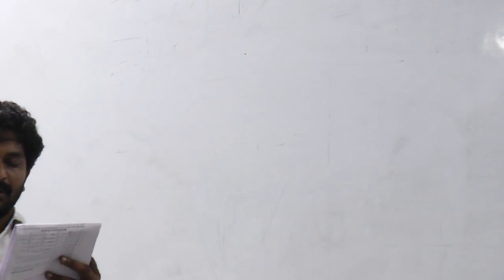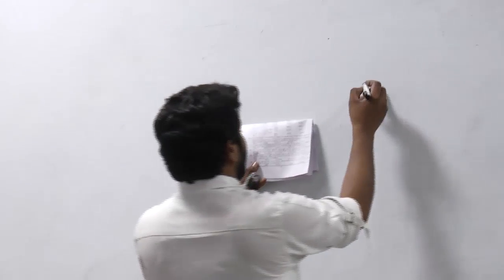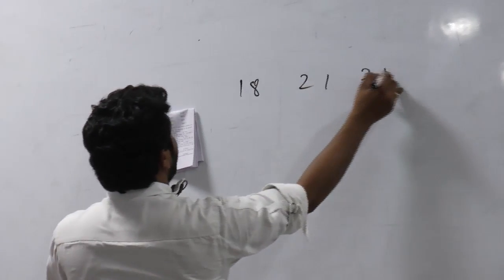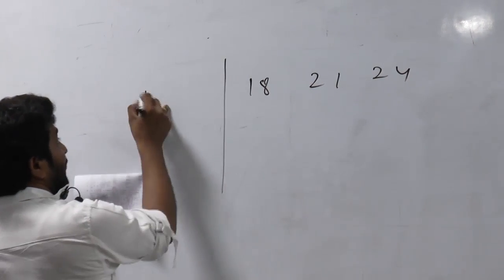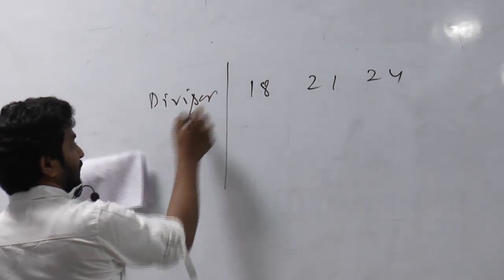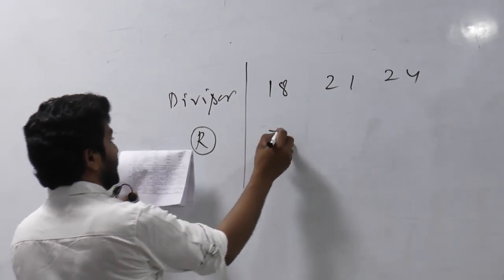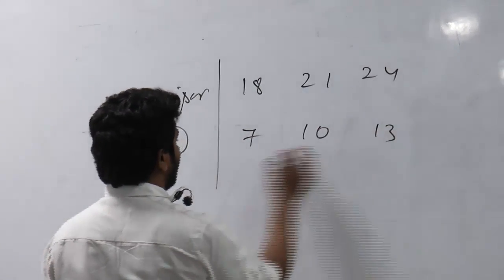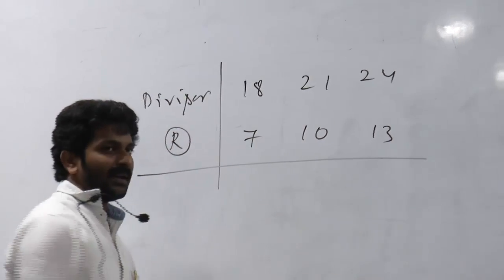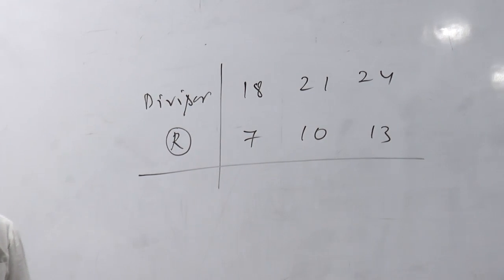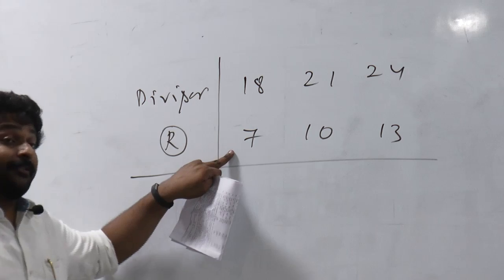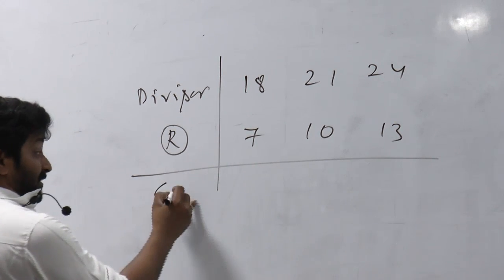Find the least multiple of 23 which when divided by 18, 21, 24 leaves remainder 7, 10, 13. Divisors 18, 21, 24 and remainders 7, 10, 13. If you have the same remainder, the answer is LCM plus remainder. If you have different remainders, you will have a common difference.